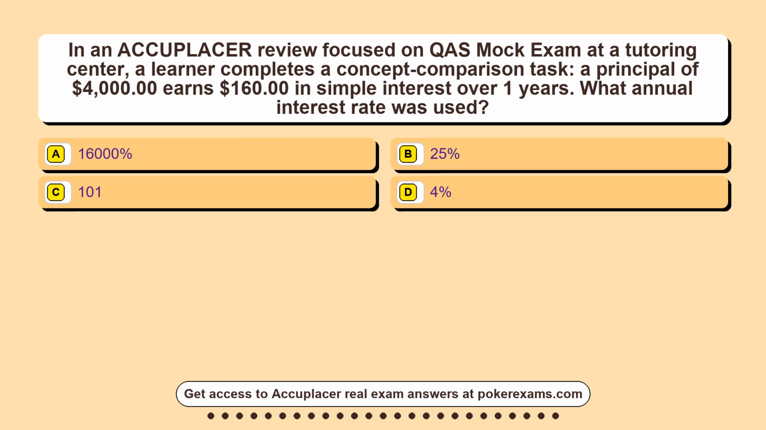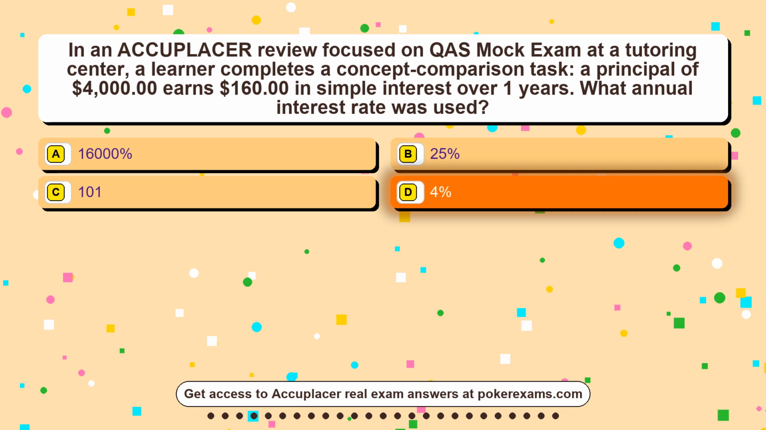Question 3. In an ACCUPLACER review focused on QAS mock exam at a tutoring center, a learner completes a concept-comparison task. A principal of $4,000 earns $160 in simple interest over 1 year. What annual interest rate was used? Option A, 16,000%. Option B, 25%. Option C, 101. Option D, 4%. The correct answer is option D, 4%.